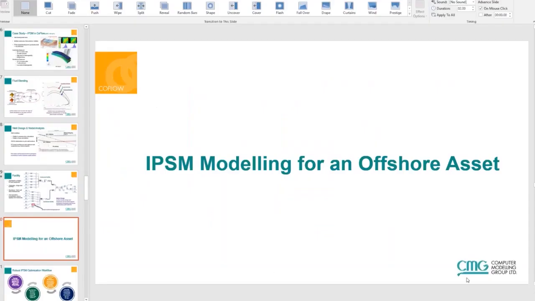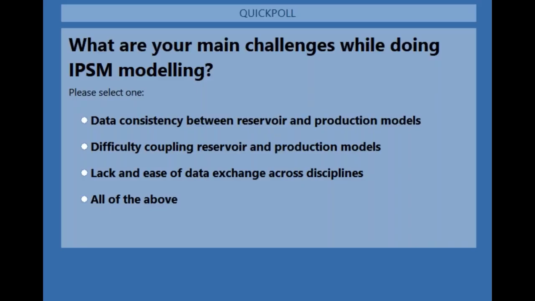So I'll go back to my presentation, but before that, before Varun goes into the next session, I'd like to ask a question from the audience. Soon you'll see a question pop up on your screen, and you can select one of those options and click respond. So the question is, what are your main challenges while doing IPSM modeling? The options are data consistency between reservoir and production models, difficulty in coupling reservoir and production models, lack and ease of data exchange across disciplines, and all of the above. We'll give a few seconds for everybody to respond. And the responses are coming right here.